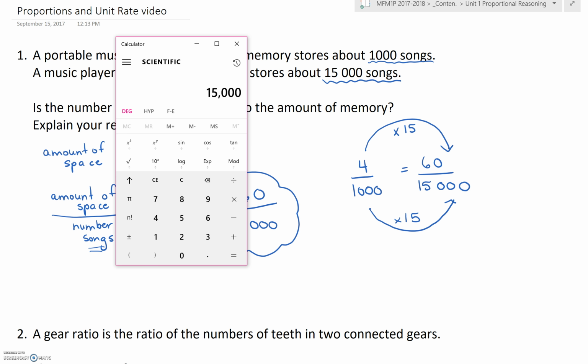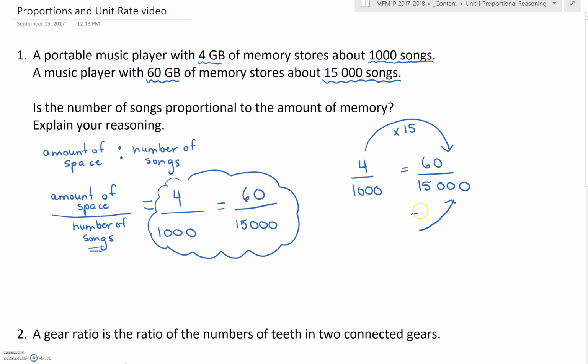So if you're going the other direction, what you can do here is do 60 divided by what will give you 4? Well, 60 divided by 15 will give you 4. And going from a bigger number to a smaller number means that we divide. So you have to look at the direction of the arrow. So if we start at 15,000 and divide by 15 again, it does indeed give you 1,000.